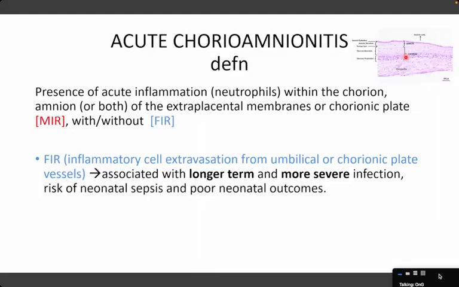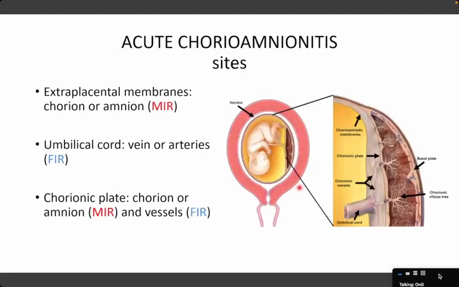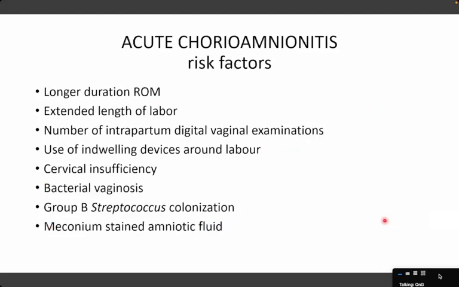This can be with or without a fetal inflammatory response. I'm going to show slides of maternal and fetal inflammatory response. And to note, it's the fetal inflammatory response that's associated with longer term and more severe infection, risk of neonatal sepsis, and poor neonatal outcome. This picture then shows the sites of the maternal inflammatory response. That will be the chorionic plate and the extraplacental membranes, and the fetal inflammatory response will be here in the umbilical vessels and the chorionic plate vessels.